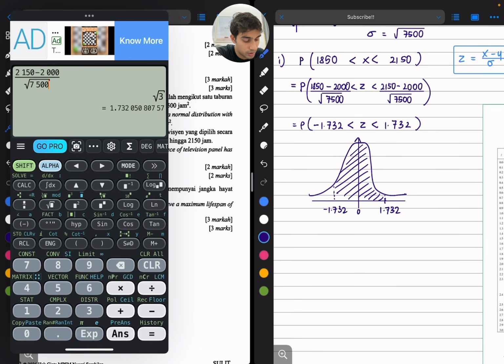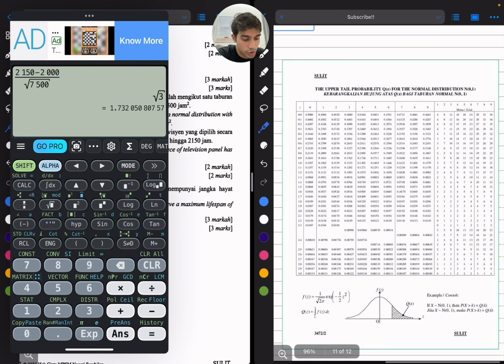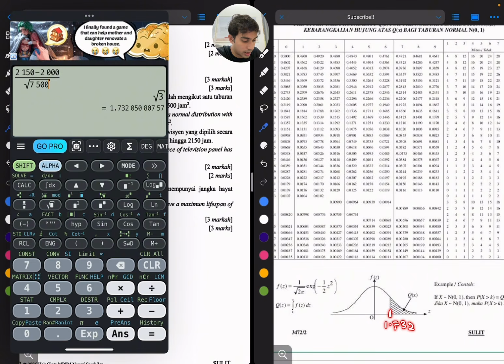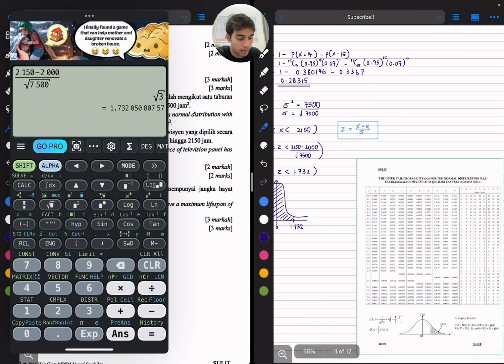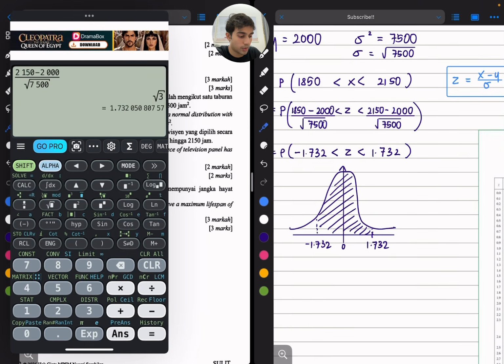Okay, this will be 0. Alright, so in this table one thing you have to know is the table only shows us more than this value. So let's say here is 1.732. The table will show us the area more than. Here we don't need the more than, we need the area in between. We don't need this area, but no choice, from the table we can only find this. So what we can do is, we can find this area and this area will be the same, because both are 1.732, 1.732.